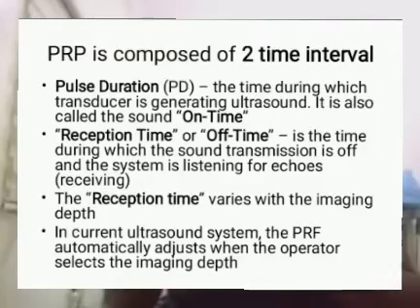PD, that's pulse duration, which is the time during which the transducer is generating ultrasound. It is also called the on time. And reception time or off time is the time during which the sound transmission is off and the system is listening for echoes. So the reception time varies with imaging depths, like we said. But in current ultrasound systems, the PRF automatically adjusts when the operator selects depths.